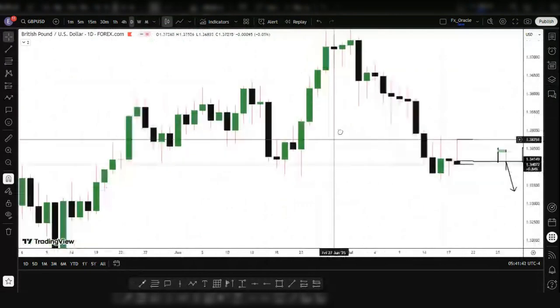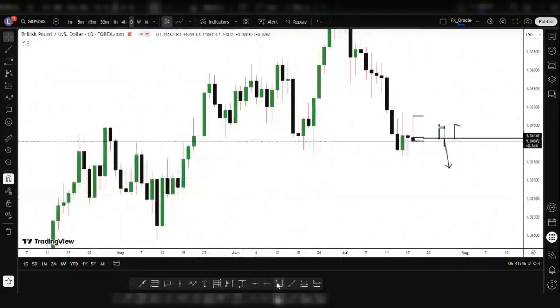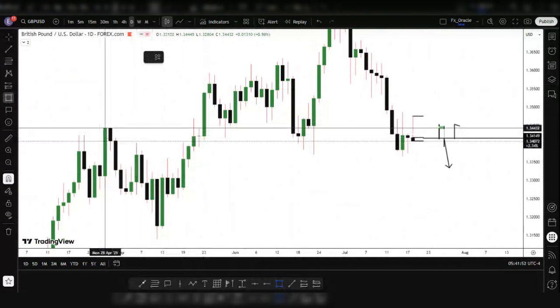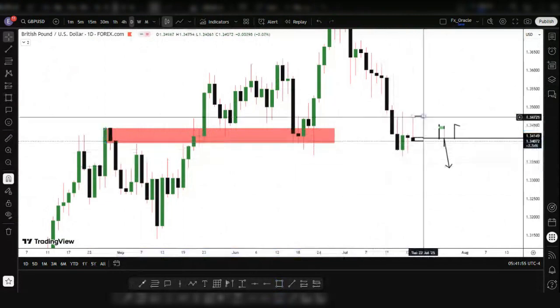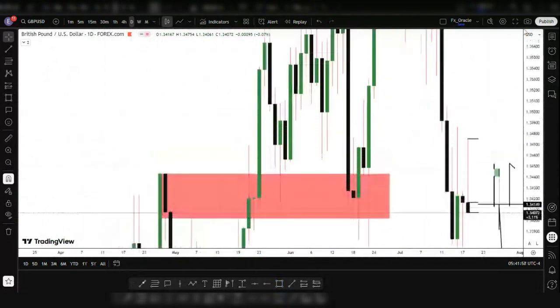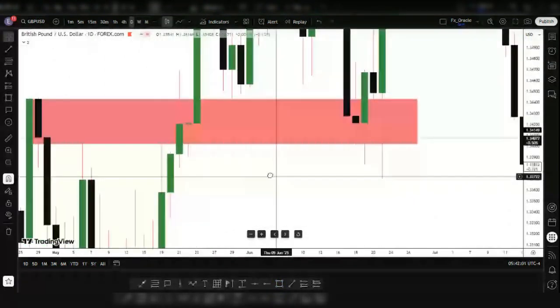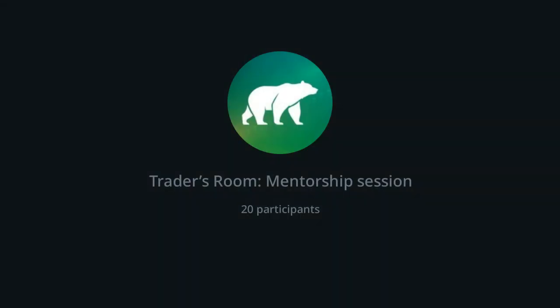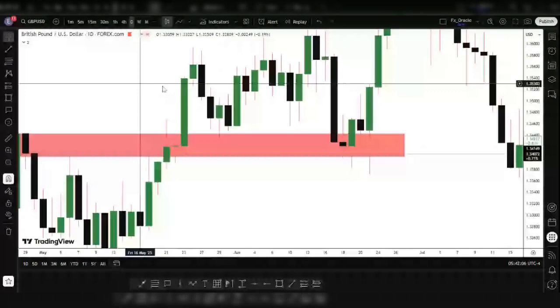Now let's assume this is our support level. Let's start from here. This was our resistance level before price breakout. So let's just mark it out like this. Now look at what happened here.